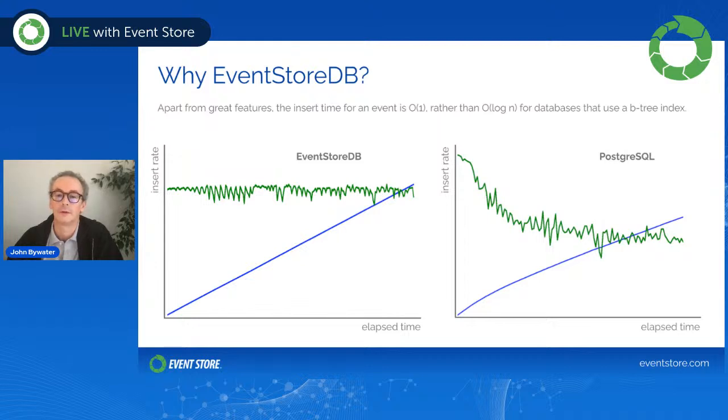And that's not the case for databases that have a B-tree index, as you can see on the graphs, with the EventStoreDB green line being quite flat, and for Postgres it's falling off. The blue line is the total amount of events that are recorded over time. So as time goes by, the Postgres line gets a little bit flatter, and the EventStoreDB line carries on going up straight.